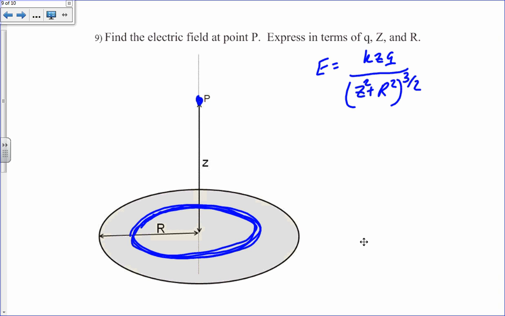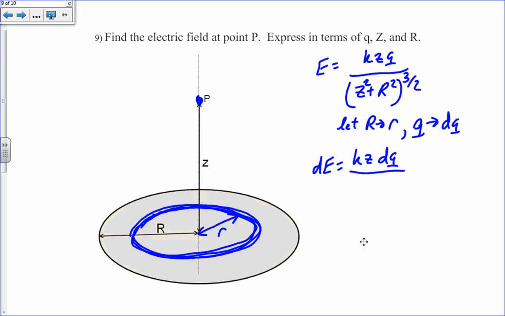Now I'm going to call this distance little r, and from this I'm going to let big R become little r, because now I want to express the electric field due to this ring of charge, and I'm going to let little q become dq. So now my electric field due to that differential element is going to be kz dq over z squared plus r squared to the 3 halves.